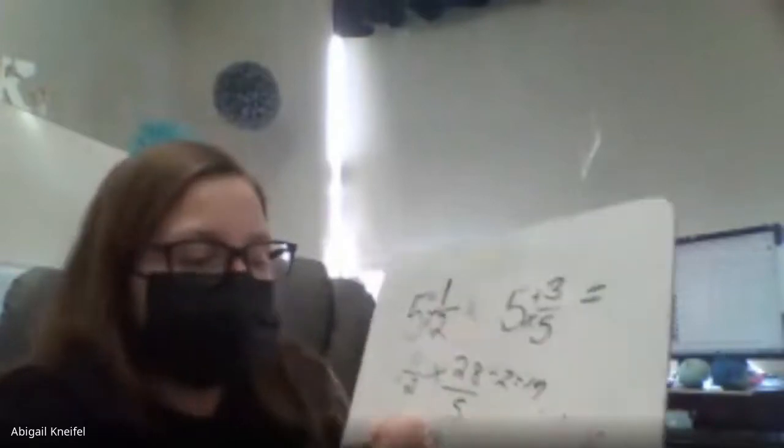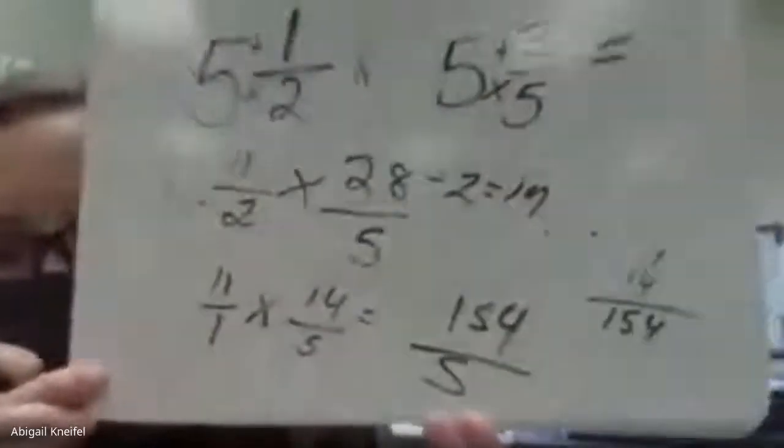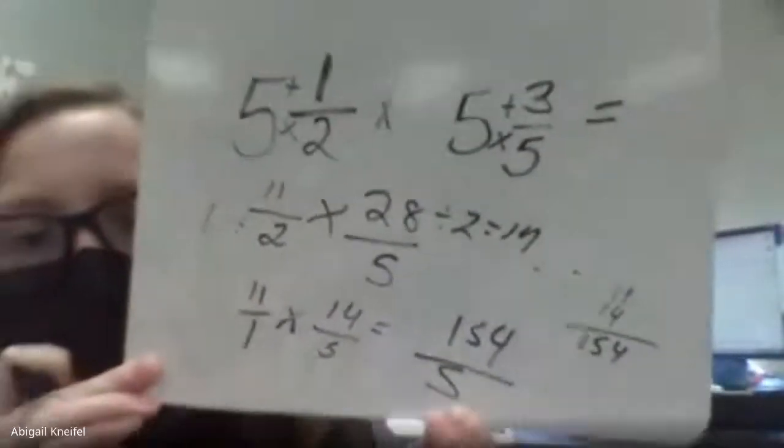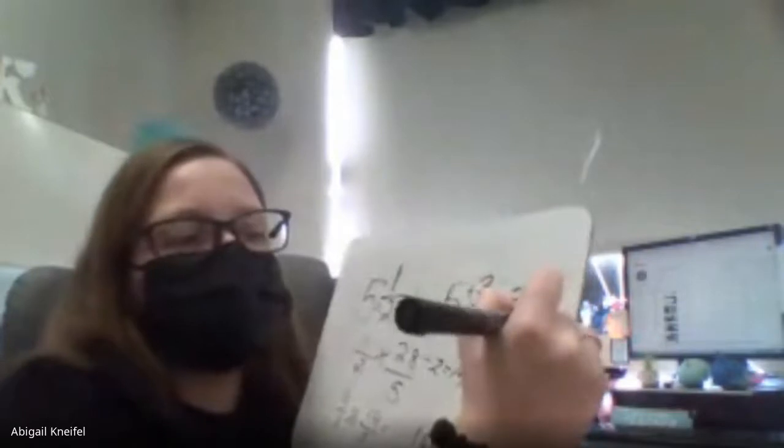Now, Mrs. Kneifel does not know 11 times 14 off her head, so guess what? I'm going to work it out, and you end up getting 154. So now I have 154 over 5. That's a major improper fraction. Obviously can't leave it like that. I have to divide. How many times can 5 go into 154? Well, let's find out. 3, which is 15, minus 0. It cannot go into 4, so I have to put a 0 up there. And then I have 4 left over. So my answer should be 30 and 4 fifths.